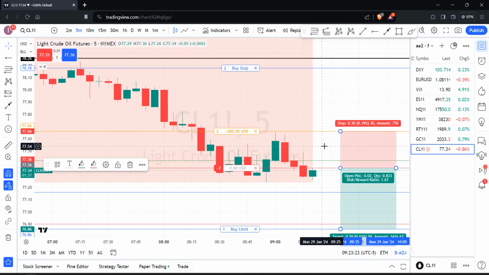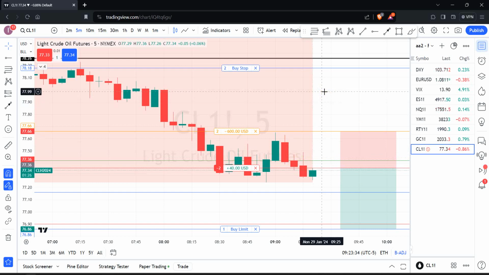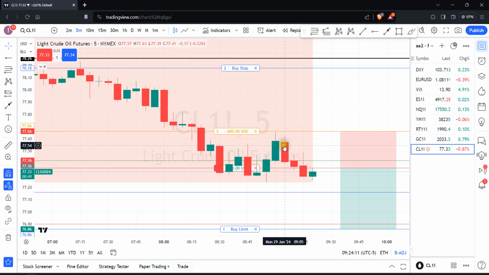The fact that we have taken out the high of a red candle here is a warning sign either way. This can be an early warning sign that the down move might stop at some point. We take this out, this high, then we might flip the trade.